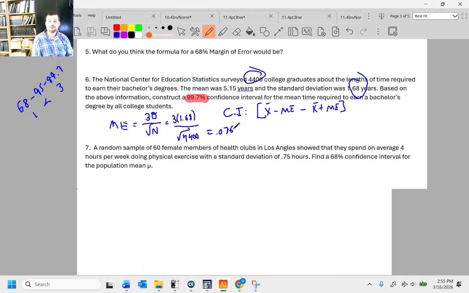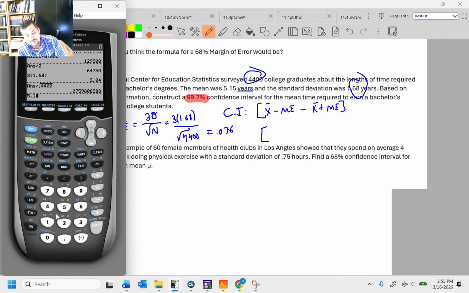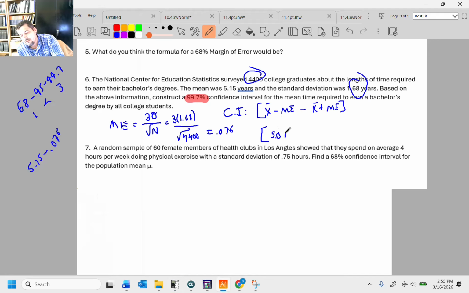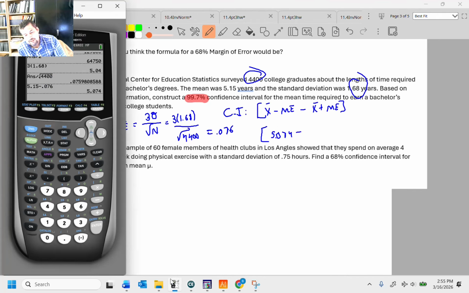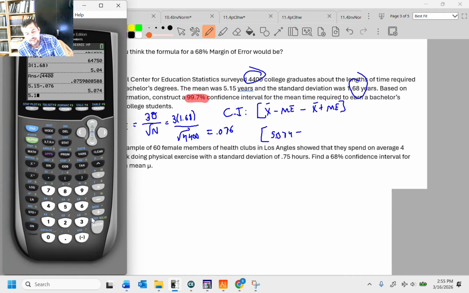Now I can actually construct my confidence interval. All right, so I've got 5.15. I have to take away 0.076. Let's not risk me being wrong right now. I got up at 4 a.m. this morning. The left boundary is 5.074, so me and math in the head today just not mixing. The right-hand side is where you take that average, 5.15, and you add.